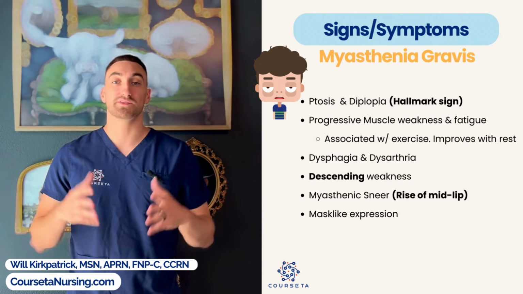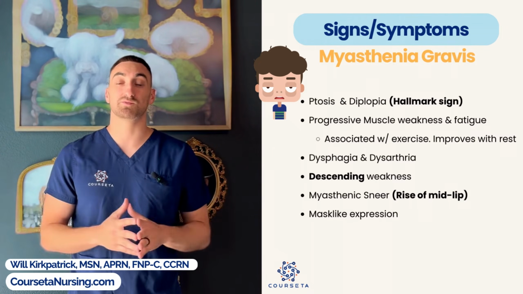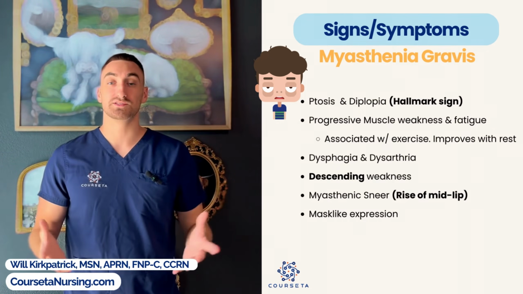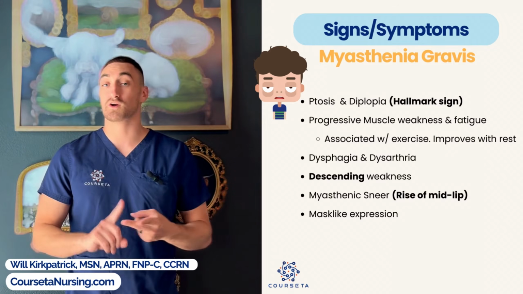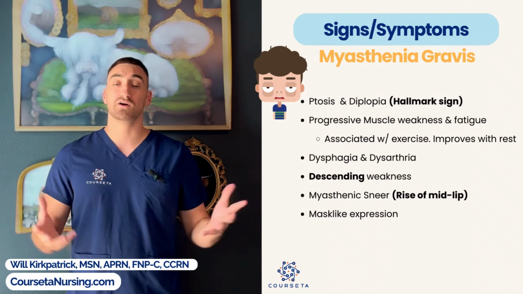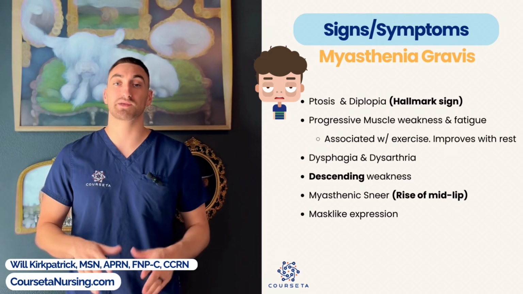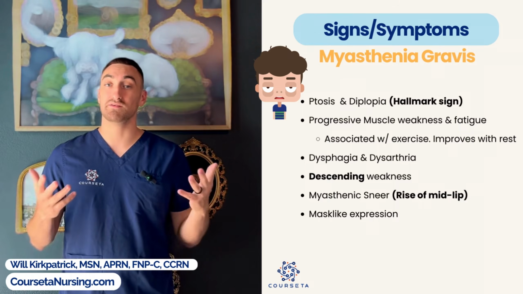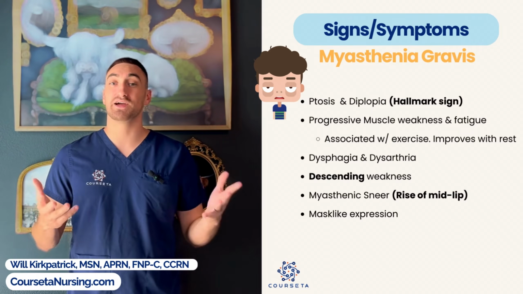And once again, going with the descending weakness and paralysis, what other muscles are important up here? It is your swallowing. So you could have dysphagia or dysarthria, so difficult swallowing and difficult talking. It can also make some changes to the face. There's something called the myasthenic sneer, which is a rise of the mid-lip. And these patients may have mask-like expressions.